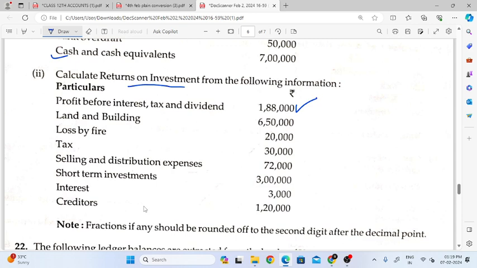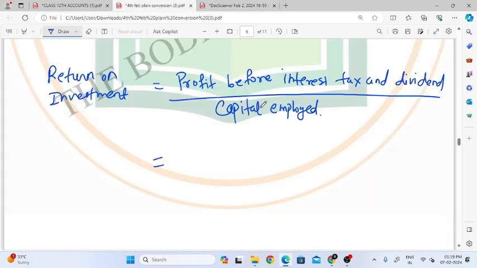Okay, then we have to find out how much is the capital employed. Capital employed means how much is the capital which is contributed in the particular organization. So here you have to take your current assets and liabilities. Okay, so your assets, land and building, then short term investment, and liabilities you have to check, liabilities you have to minus. So 1,88,000 is our profit before interest, tax, and dividend.